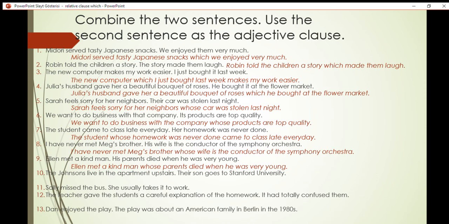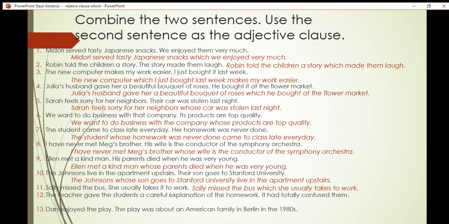10. The Johnsons live in the apartment upstairs. Their son goes to Stanford University. Whose son? The Johnsons' son. So I need to put the relative clause after the Johnsons. The Johnsons, whose son goes to Stanford University, live in the apartment upstairs. 11. Sally missed the bus. She usually takes it to work. Sally missed the bus, which she usually takes to work.